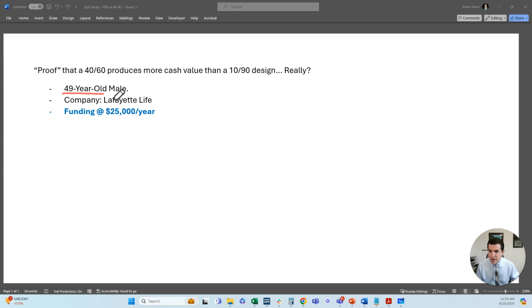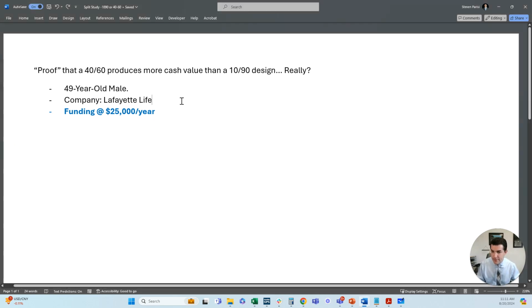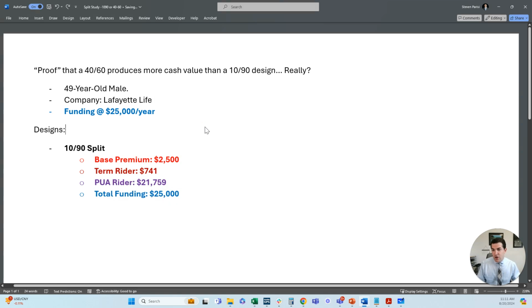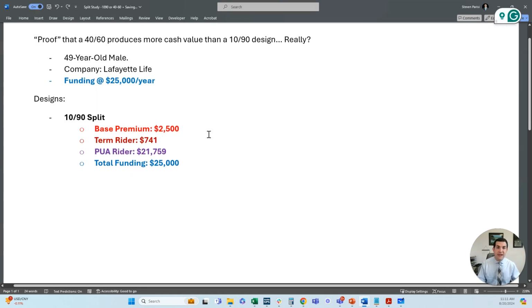Here's what we've got: a 49-year-old male. We see the smaller life insurance company, and the funding is $25,000 per year. That's what they are illustrating for a potential client. The designs we're going to look at: a 10/90 split.